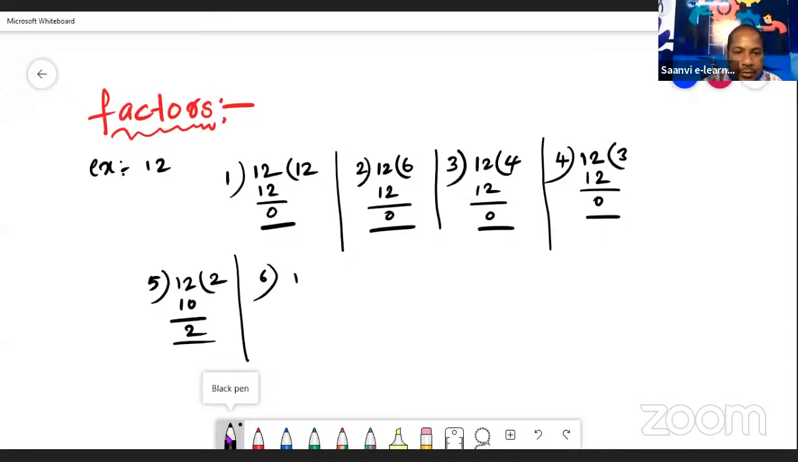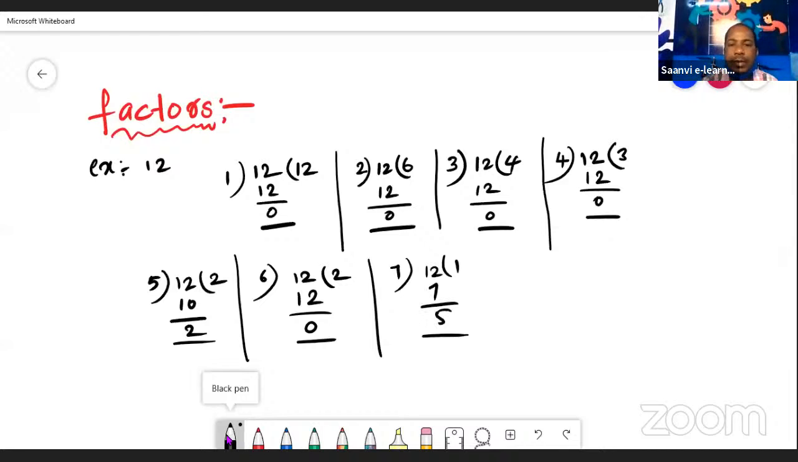6 2s are 12. 0 remainder. And the same number you divide by 7. 7 1s are 7. 5 is the remainder. So again 8, 9, 10 like that. So observe this division. Here this number 12, by how many numbers is it divided exactly? See, the number 12 is divided by 1 exactly.